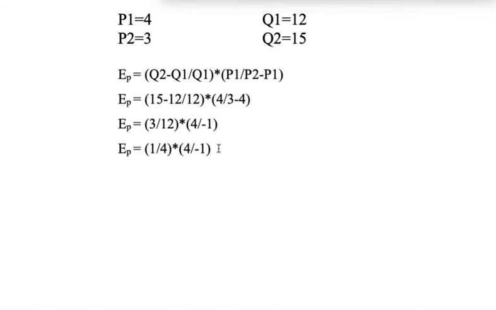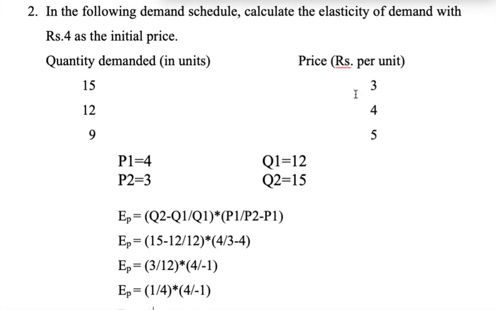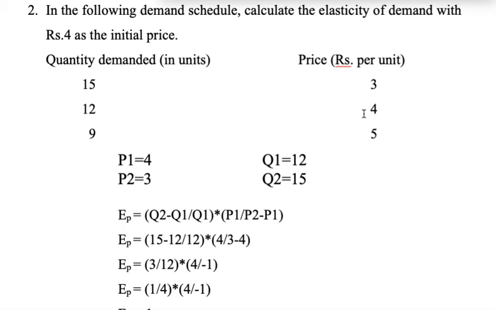Now 4 and 4 will get cancelled. We are going to get EP is equal to minus 1. This is the answer. Now we are going to the next one, that is when the price increases from 4 to 5 and demand decreases from 12 to 9.